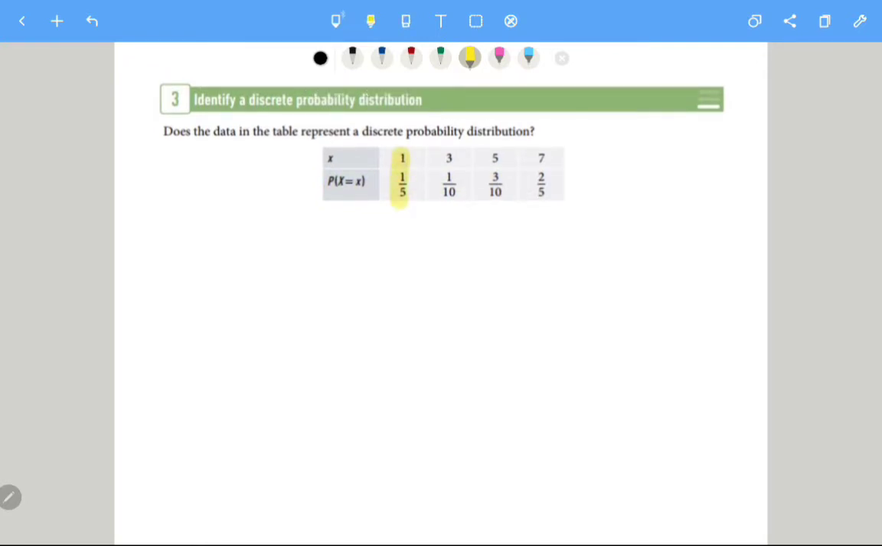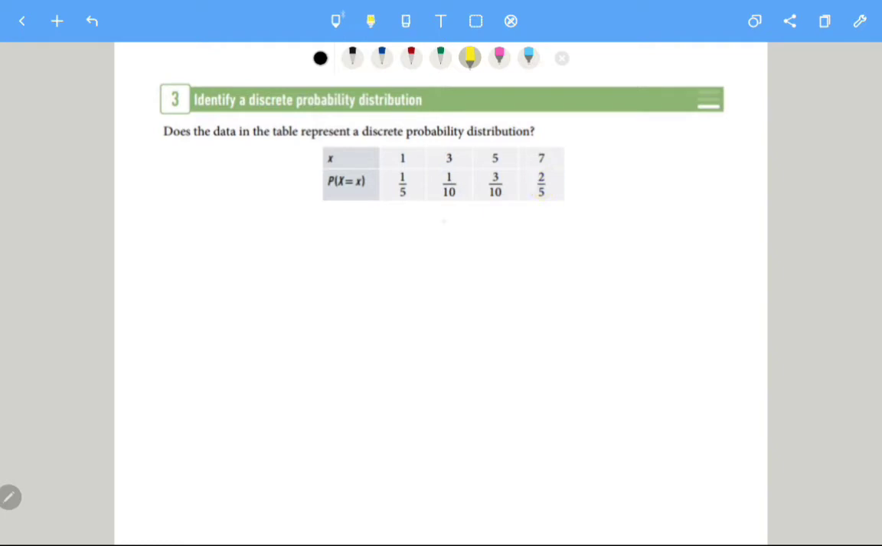So what this says is that the chance of x, an event giving the value of 1, has a probability of a fifth. And we can write that using this, meaning that the probability of event x, where big X is equal to little x, is listed here. So that means the probability of getting a 3 is a tenth. Probability of getting a 7 is 2 out of 5.